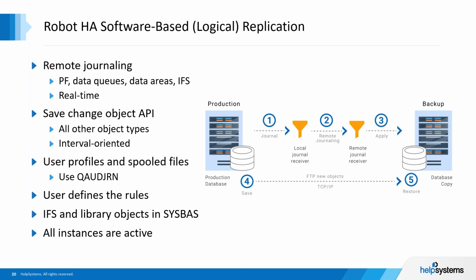And so with those products in our solution, we pick those up with save change object APIs and use those to periodically grab those net new objects and send them over to the target, obviously controlled by the end user to configure. Again, another big difference with PowerHA, what you put in the IASP automatically goes over to the targeted IASP. And then user profiles and spool files, pick those up through your Q audit journal.